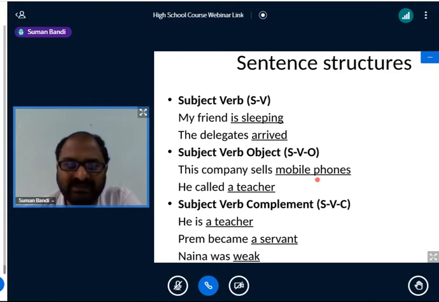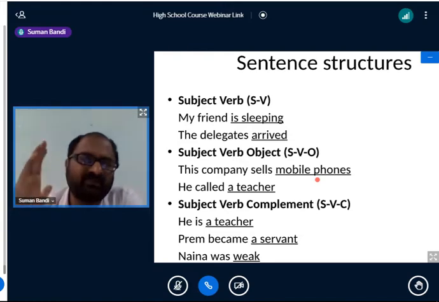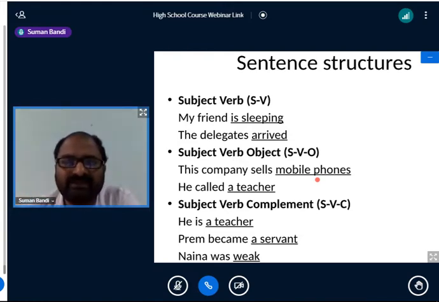These two are compulsory parts of a sentence. So one subject, one verb. Now, subject can be multiple words or a single word. If a single word is there, you call it noun. Usually nouns act as subject. If more than one is there, you call it a noun phrase.